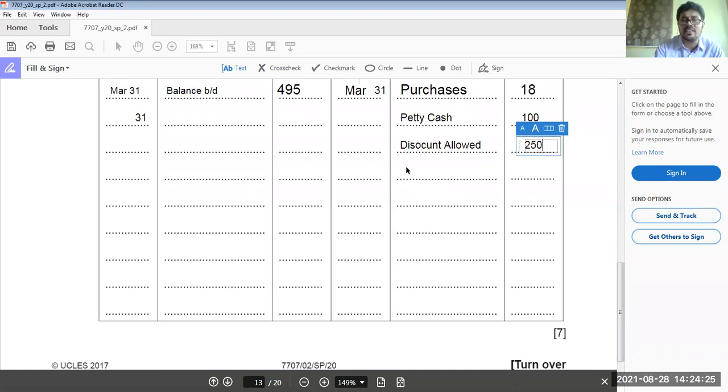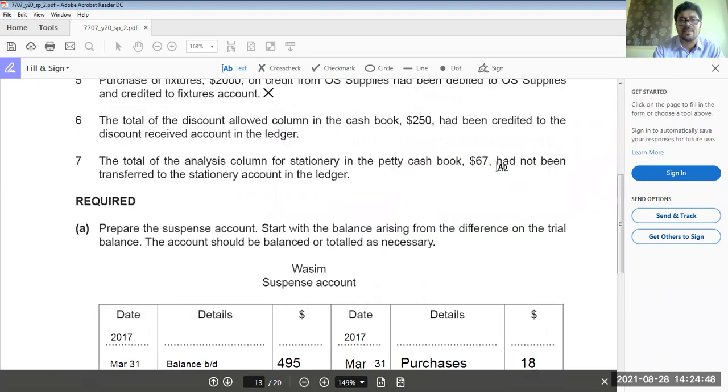And discount received was wrongly credited, so it is going to be debited. Discount received, and suspense is going to be credited. This error is going to affect the suspense amount twice.